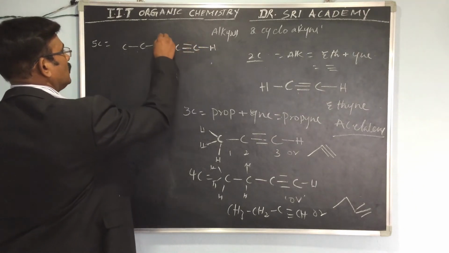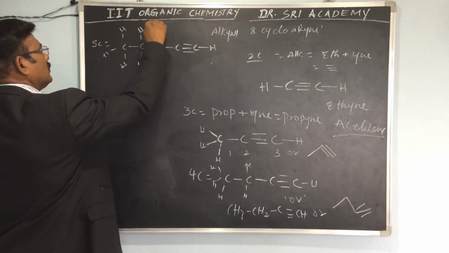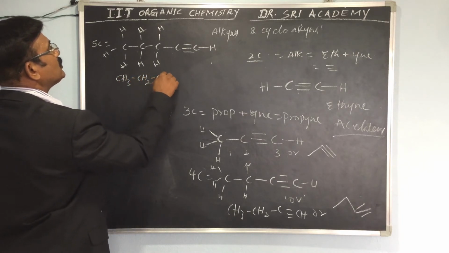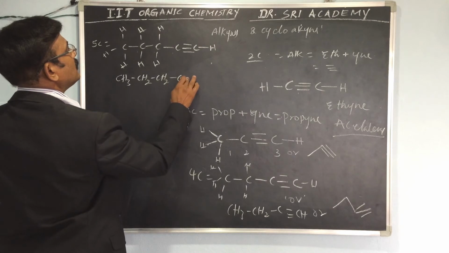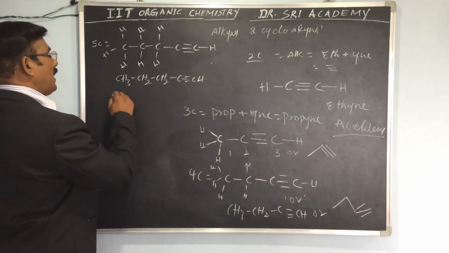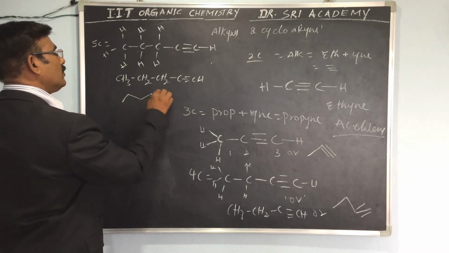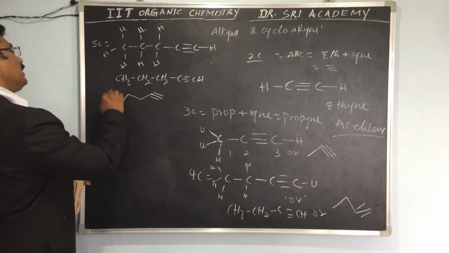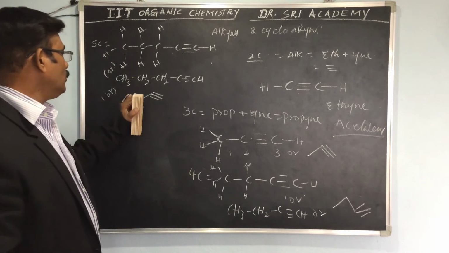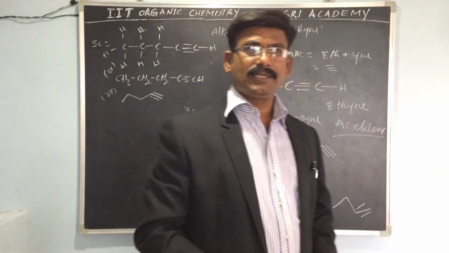And one hydrogen. So these are the hydrogens we can write here. So now CH3, CH2, CH2, C triple bond CH. So this is the pentyne. We can write like this, one, two, three, four and five. So this is the structure we can write, either like this, or like this, or like this. One, two, three, four, five carbons. This is about the pentyne. Okay? So these are the structures.